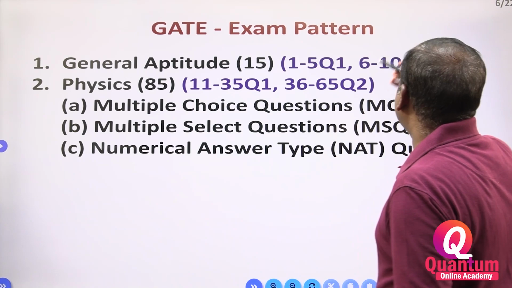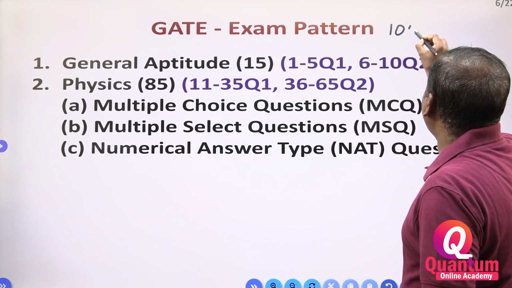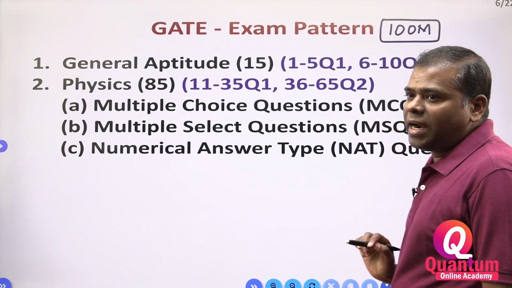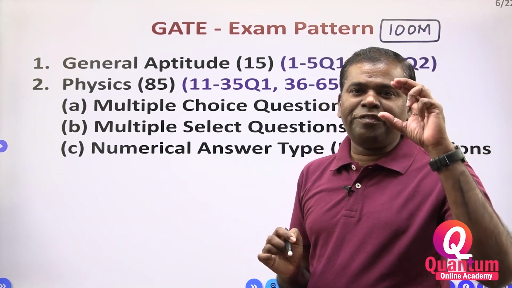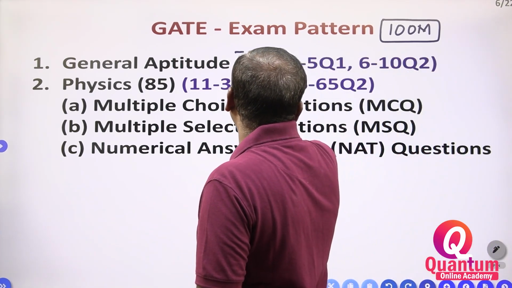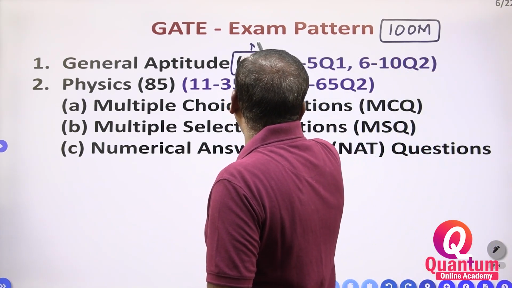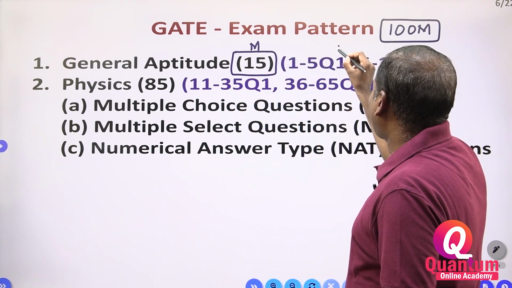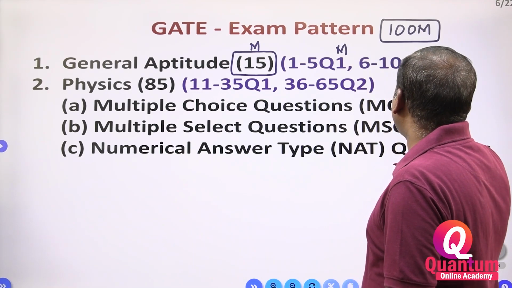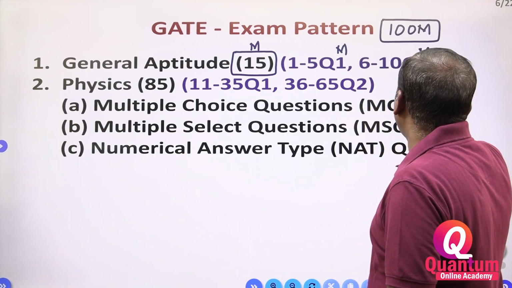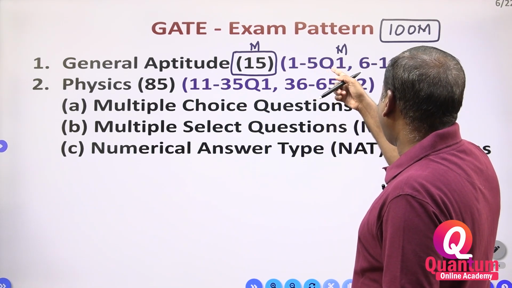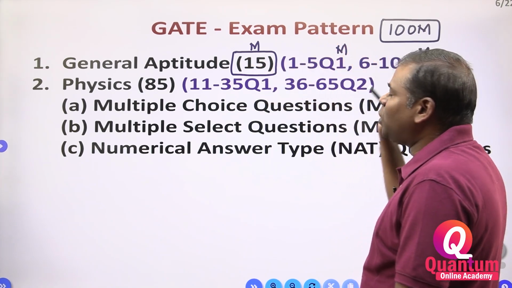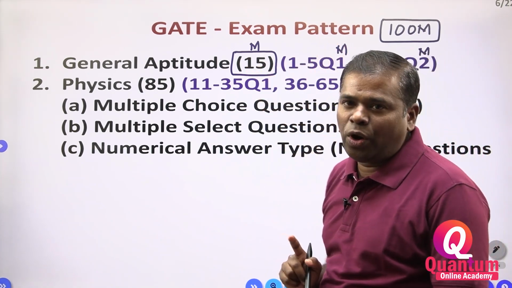GATE is only 100 marks. GATE exam is for 100 marks only. If it is the CSIR exam, it is 200 marks; GATE is 100 marks. Within 100 marks, 15 marks are only general aptitude. General aptitude is only for 15 marks. Questions 1 to 5 shall carry 1 mark. Questions 6 to 10 carry 2 marks. Out of these, 5 plus 10 is 15. 15 questions you have to attempt. Each and every question you have to attempt.